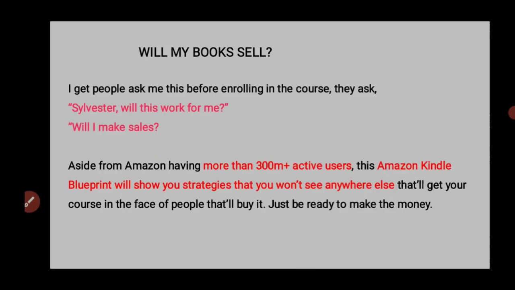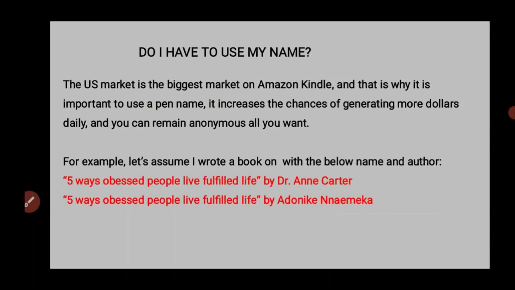So with my book sales, sometimes people come to me and say, Sylvester, okay, I need this, but what is the guarantee that my book will sell? Well, I used to tell them, aside from Amazon having more than 300 million active members, this Amazon Kindle Blueprint will show you strategies that you won't see anywhere else, that will get your book in the face of people that will buy it. Just be ready to make the money, right? That is what I tell some of these people. Aside from the fact that they have 300 million plus active members, you are going to learn how to strategically place your product, how to place your book, your guide, your logbooks, your sketchbooks, to the right people that need it. It's just like imagine yourself physically giving somebody your book and collecting money. They don't ask you questions. They know that they need this book, so they are just ready buyers, right?